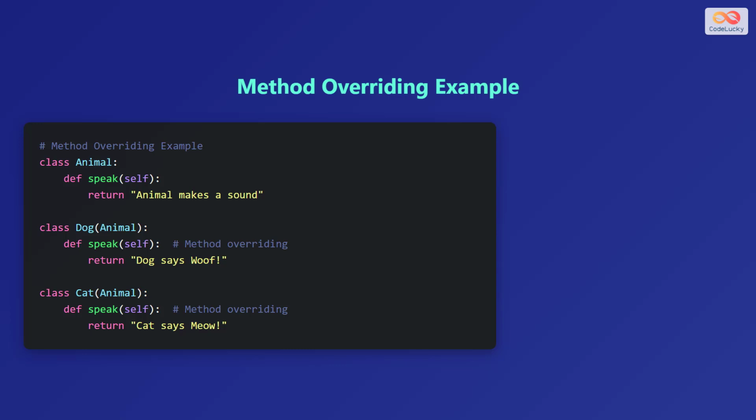Here's an example of method overriding. We have a class called Animal with a method called speak that returns the string, "Animal makes a sound." We then have a class called Dog that inherits from Animal and overrides the speak method to return the string, "Dog says woof." Similarly, the class Cat inherits from Animal and overrides the speak method to return the string, "Cat says meow."